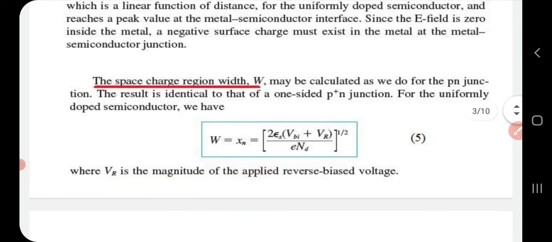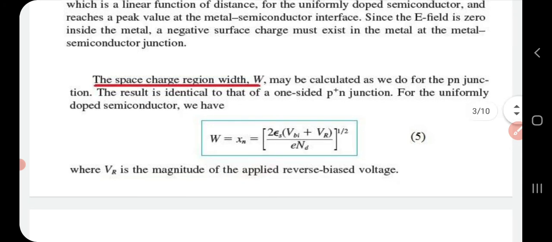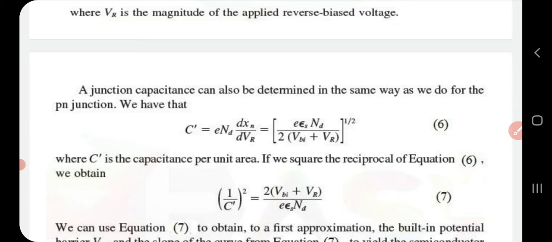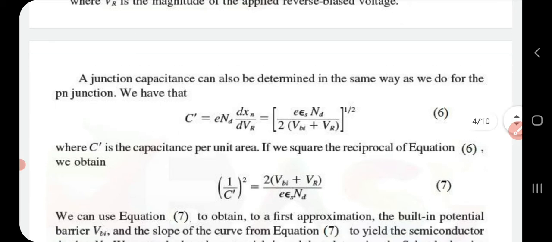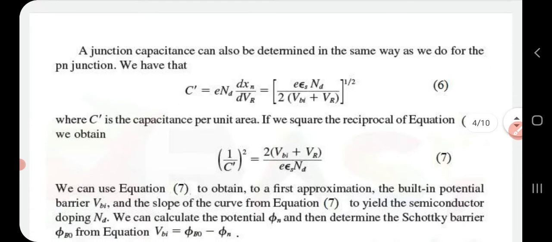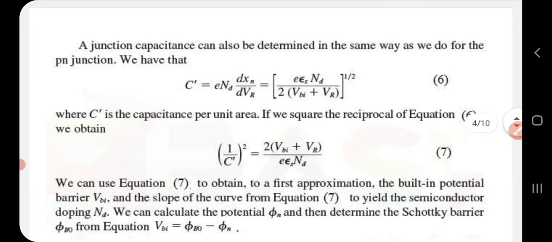Our next aim is to find the expression for the space charge width or depletion region width. The result we obtain for a uniformly doped semiconductor is W equal to [2 epsilon_s (V_BI plus V_R) by e N_d] raised to half. V_BI and V_R were explained in the last class; V_R is the magnitude of the applied reverse bias voltage. A junction capacitance can also be determined, and the expression for the capacitance per unit area C' is given by root of e epsilon_s N_d by 2(V_BI plus V_R), that is equation 6.